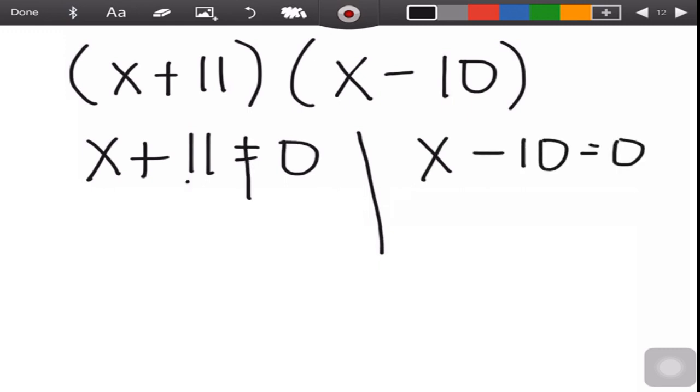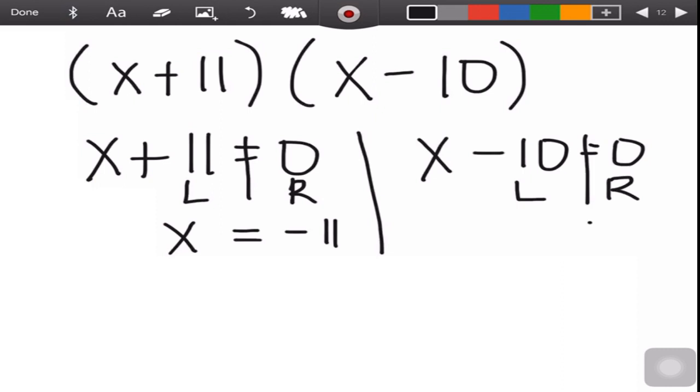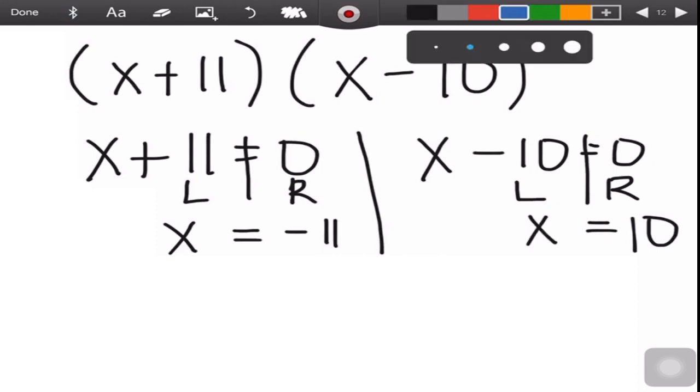Then, we will have the left and the right side. From left side, positive 11 will be transposed to the right side. So it will become negative 11 and then copy x. Here, from left side, negative 10 will be transposed to the right side. It will become positive 10 and then copy x.